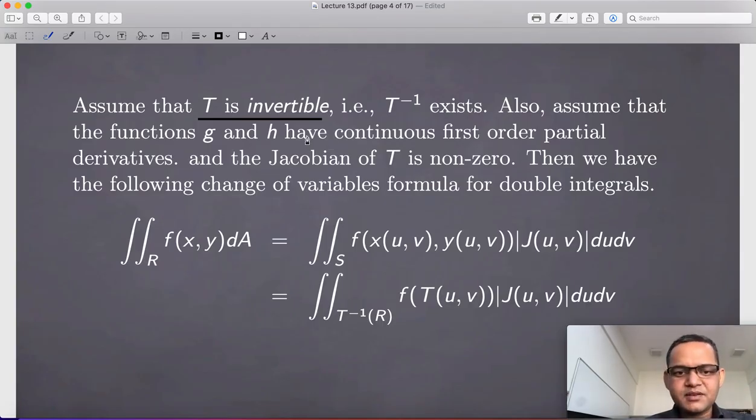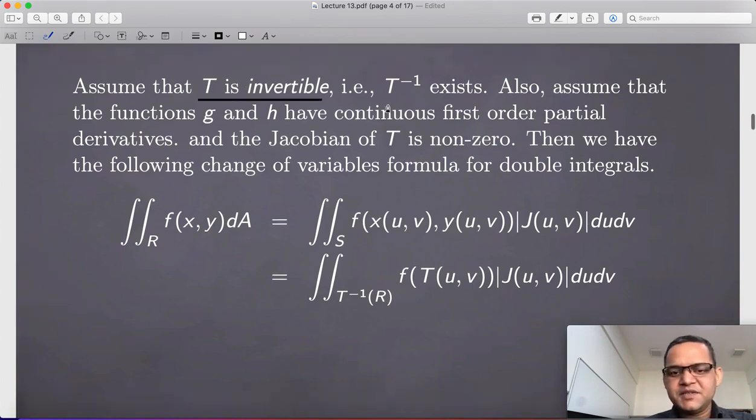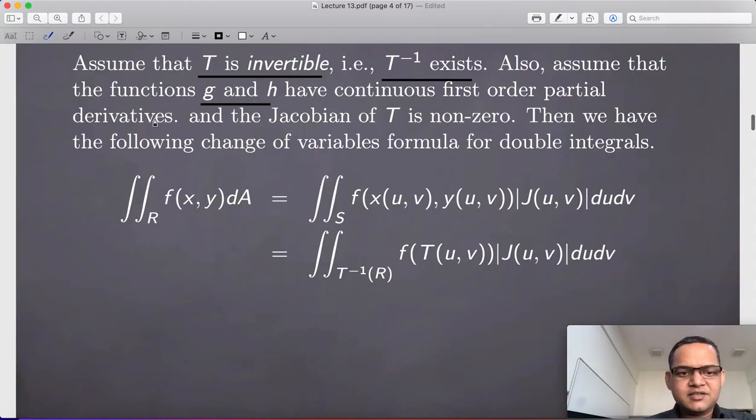Okay, so this is the idea that T is invertible. That means T inverse exists, and we will assume that these functions g and h, or x and y as functions of u and v, have first order partial derivatives, because we have to perform integration. So we need to assume that the derivatives not only exist, they are also continuous functions. Yeah, this is a small typo here, this should be a comma, and the Jacobian is non-zero.